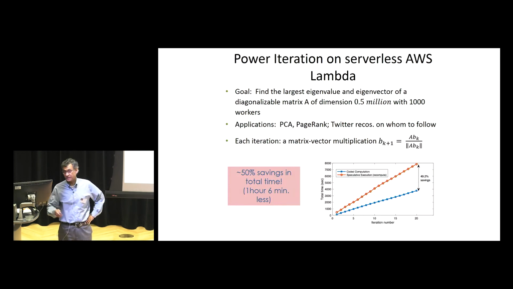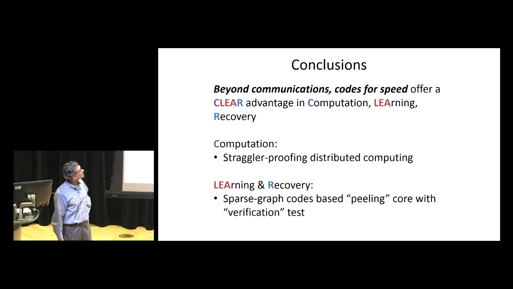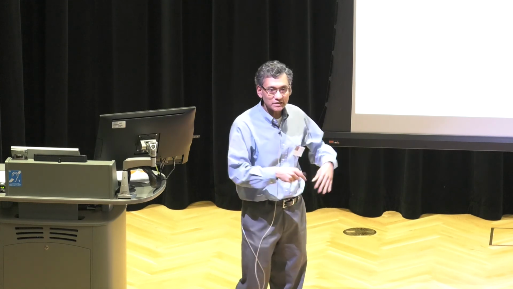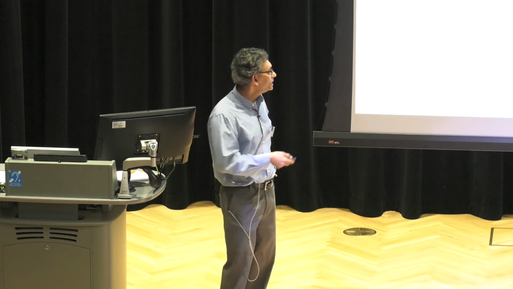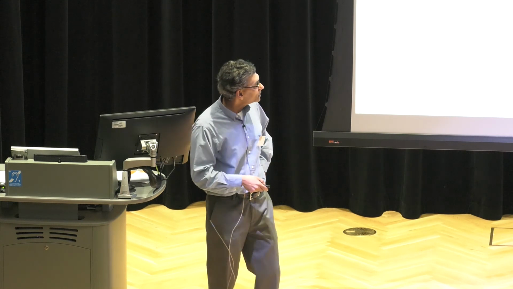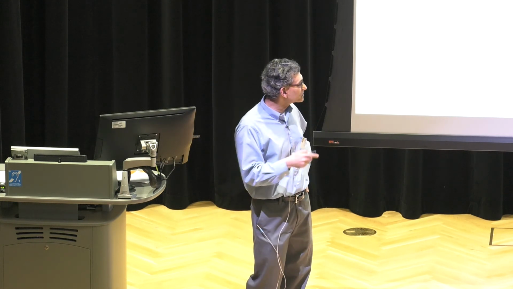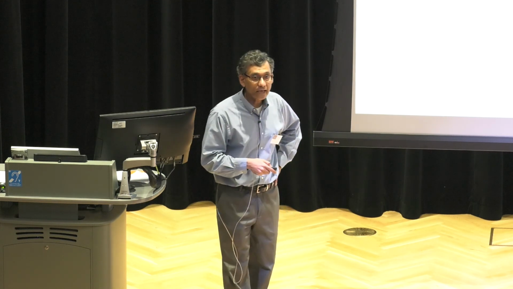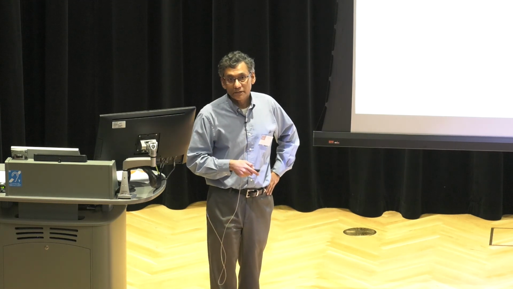So it's pretty substantial. OK, so to conclude, I wanted to offer a view of codes from a different vantage point for computing, learning, and recovery. On the computation side, we have straggler proofing distributed computing, which is on the cloud. And for learning and recovery, the sparse graph codes-based peeling core with verification test properly chosen can take you a long way. So with that, let me entertain questions.